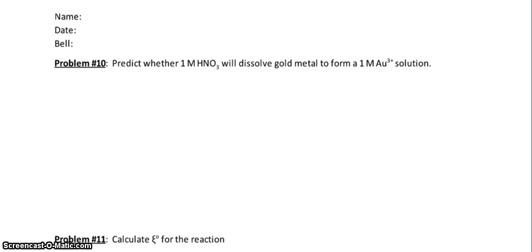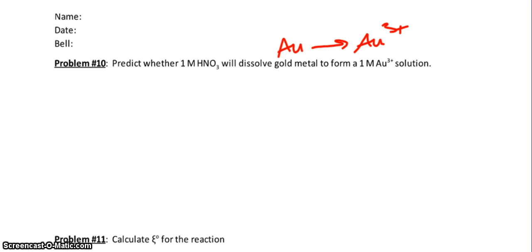Predict whether or not 1 molar of nitric acid will dissolve gold metal to form a 1 molar 3+ solution. So notice, let me write this down. It's gold metal. So we want gold to become gold ion. That's the question. Will it dissolve it? What are they really asking you? Is it spontaneous or not?